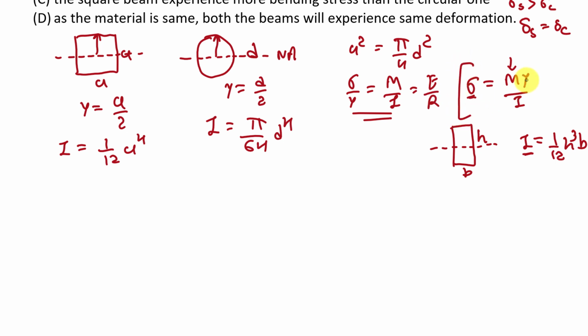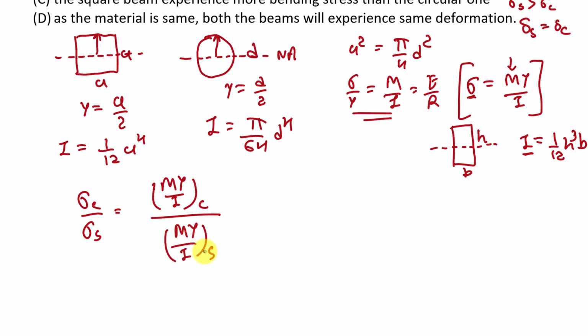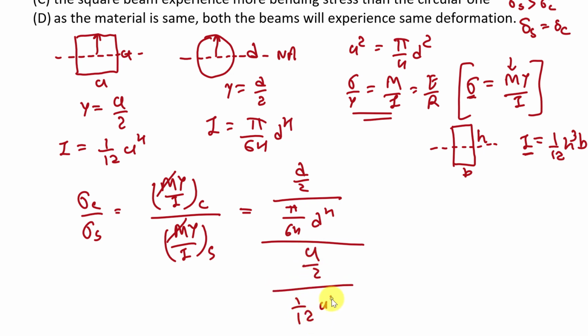Now from here we are going to compare value of sigma for both these beams. Let's say here we take sigma C divided by sigma S. So it will be My by I for circular cross section beam and divided by My by I for square cross section beam. Here value of bending moment is same for both the beams. So it is cancelled. And now we will put value of y and I for both these beams. For circular cross section it is d by 2 divided by pi by 64 d raised to 4, divided by a by 2 divided by 1 upon 12 a raised to 4.